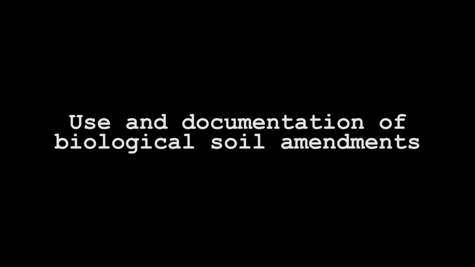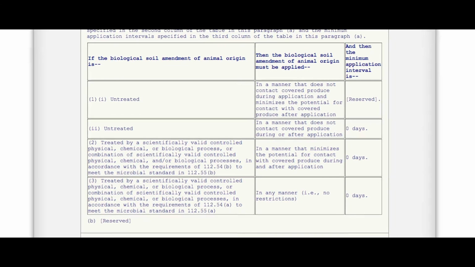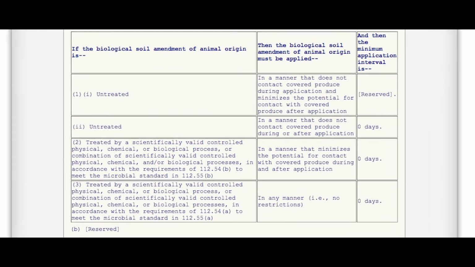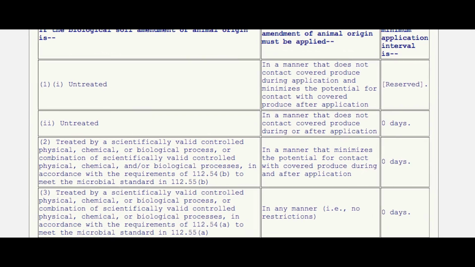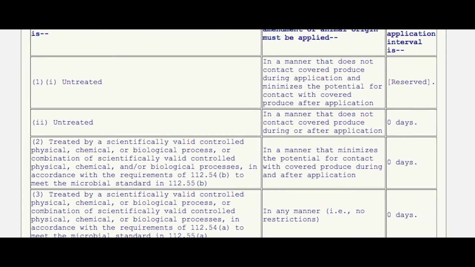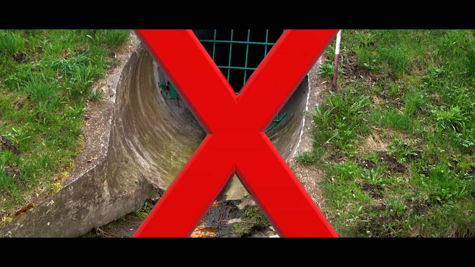Use and documentation of biological soil amendments. FSMA has specific regulations for the use of biological soil amendments, which are defined as amendments that derive from or contain animal products. There are 2 types of animal-derived biological soil amendments, treated and untreated. According to FSMA, an amendment is considered treated if the process used meets one of 2 conditions to reduce bacteria to particular levels. Untreated human sewer sludge should not be used in any growing operation.